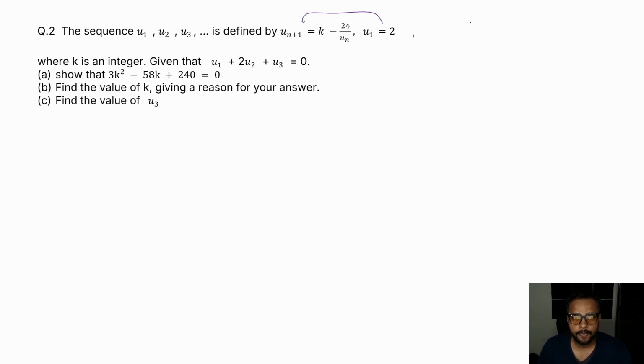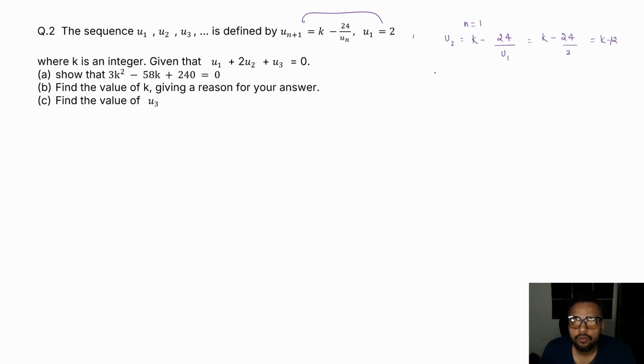n equals 1. So for n equals 1, what will we be getting? u2 equals k minus 24 upon u1. On further solving, we get k minus 24 by u1. u1 here is 2, so it equals k minus 12. So u2 we are getting as k minus 12.